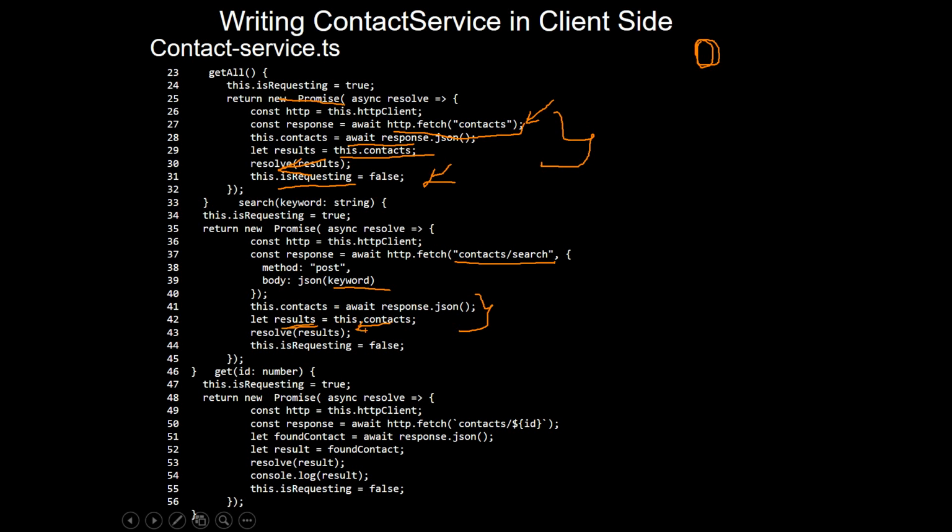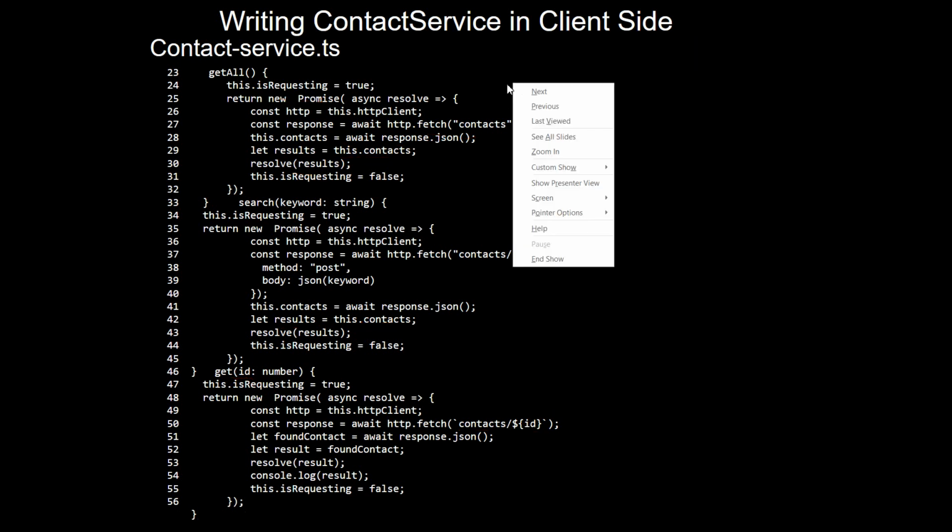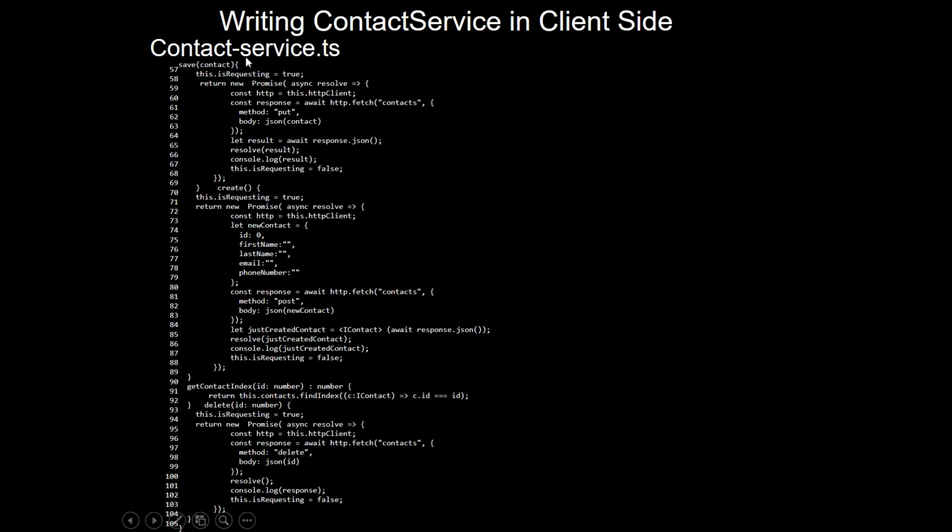The pattern is pretty much the same if you look at all the methods. The get with an ID is going to simply call using this pattern contact/${id}. We are using string interpolation, so whatever the ID is, it's going to say contact/1 or 2 or whatever the value of the ID you pass, and then it's going to return that single contact.